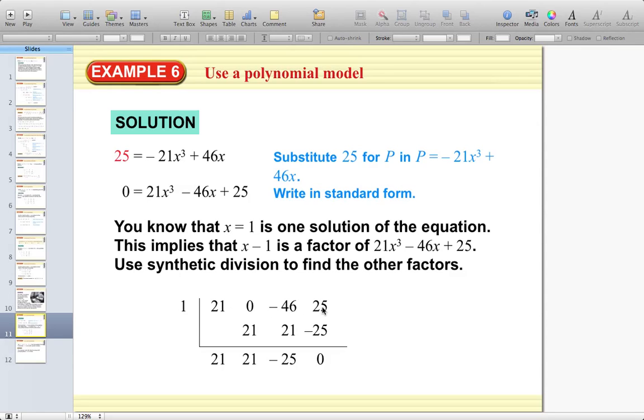So we have our equation here. Remember to put in a 0 for the x squared spot. Go through the process of synthetic substitution and get a 0, which is what we were expecting. But the key part is here's our new quadratic equation: 21x squared plus 21x minus 25.